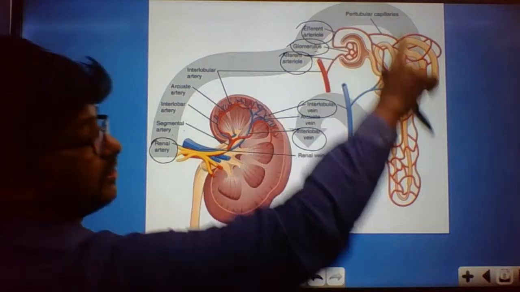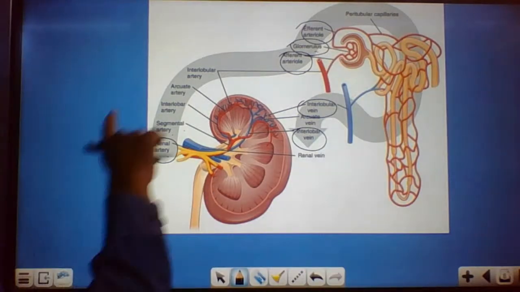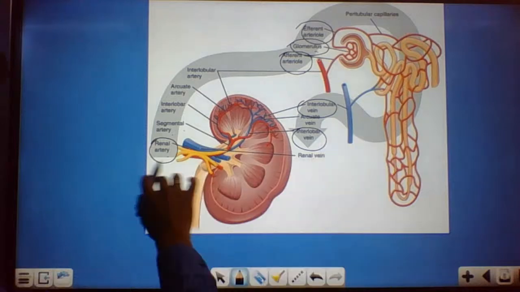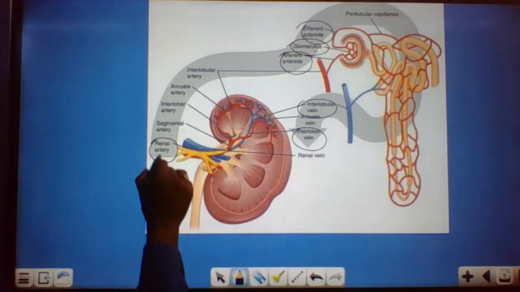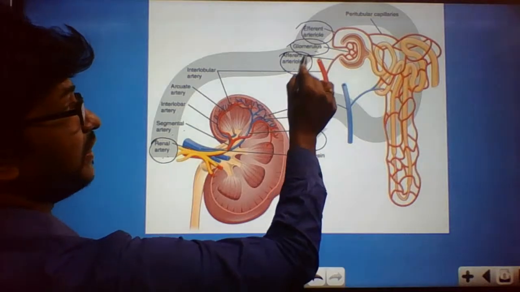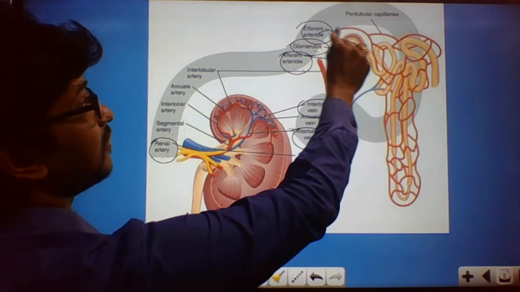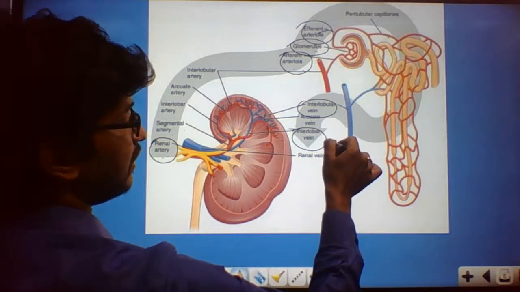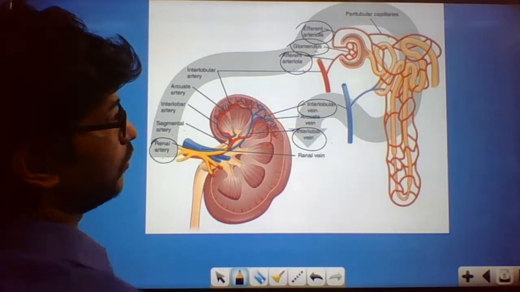This image tells you how the renal circulation takes place in the kidney, right? It starts from the artery, which moves to the afferent arteriole, then the glomerulus, then the efferent arteriole, and it goes to the peritubular capillaries, and it eventually ends with the interlobular vein.